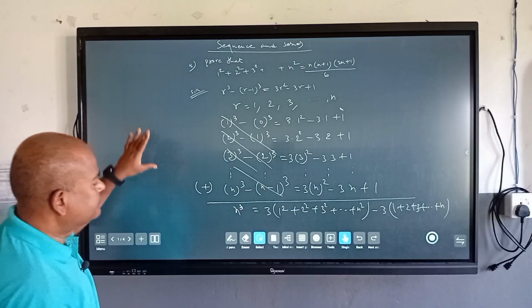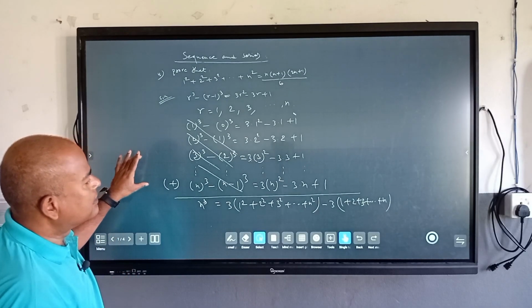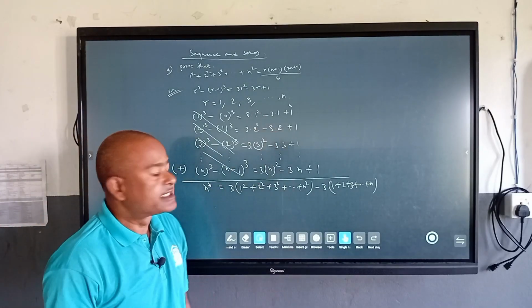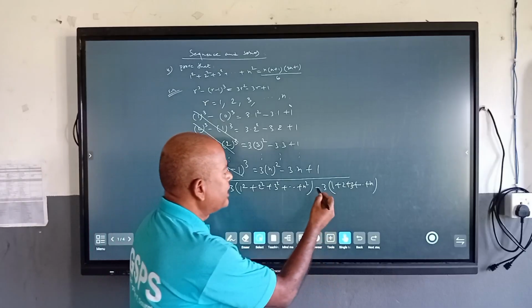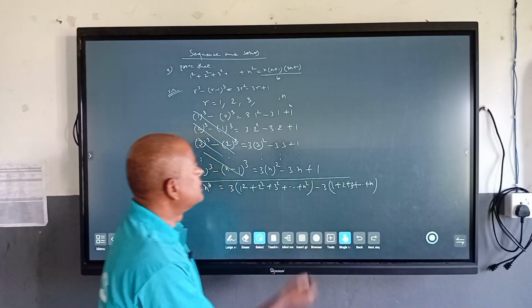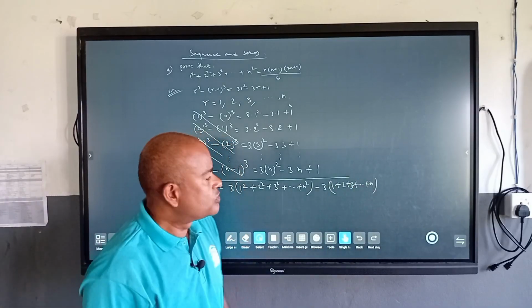Dear students, so by adding all the second terms of the right hand side expression, we have got 3 times (1 plus 2 plus 3 plus dot dot dot plus n). We have taken the minus sign common, so all the terms are now positive.